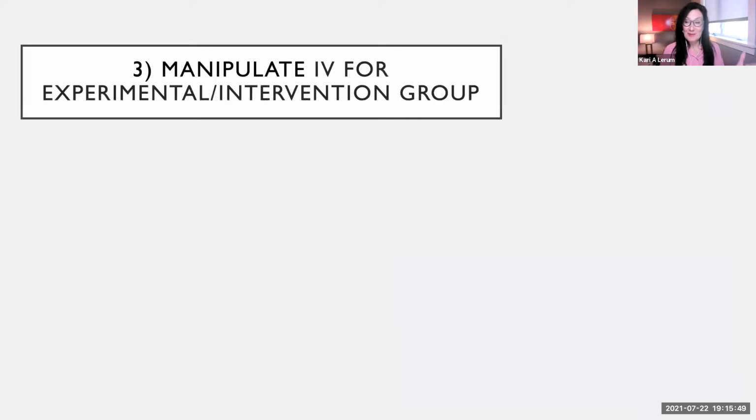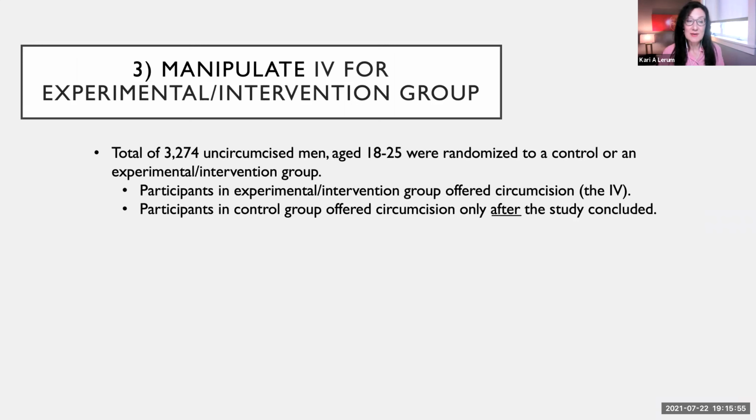And now you manipulate the independent variable just for the experimental or intervention group. So in this study, we have a total of 3,274 uncircumcised men. At this point, by the time the study was going, they weren't just 18 to 24, they had aged into 18 to 25. They were randomized into a control group or an experimental group.